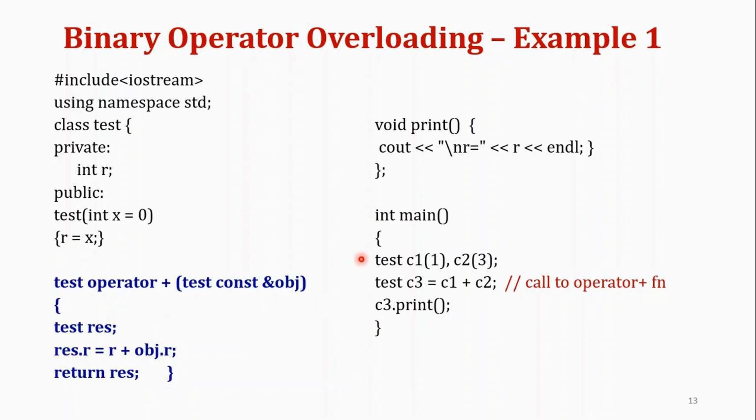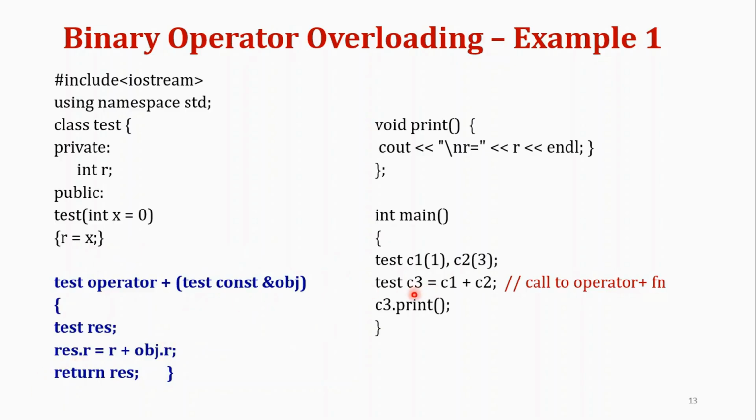Coming to the main function, let me tell you how it is working. I'm creating two objects, c1 and c2. In both cases, it is going to call the parameterized constructor test, which means for object c1, x will be 1, and 1 will be given to r. So c1.r would be 1. And for the c2 object, I'm passing 3, so 3 will be given to x and x will be given to r. So the c2 r value will be 3.